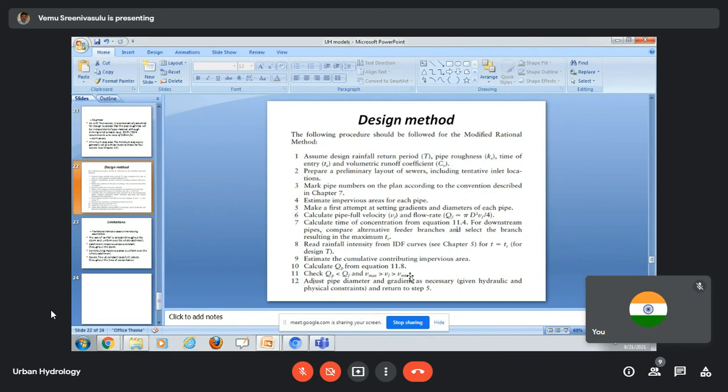Okay. Now different softwares are available, like storm water drainage system software. There are a number of softwares available. All of these are based on this concept only. Okay. So I hope you understand this design procedure. If you have any questions, please ask.